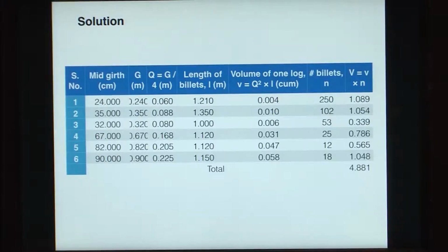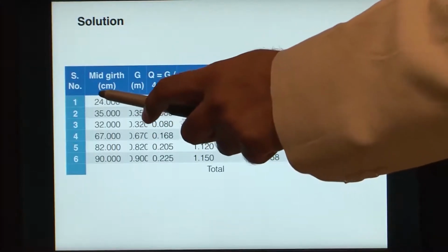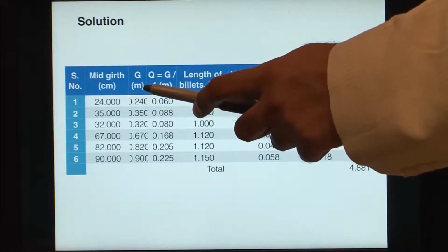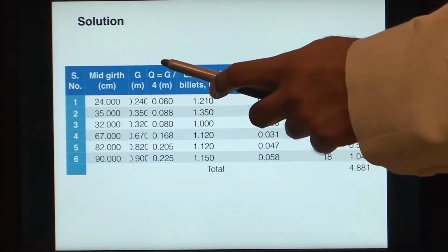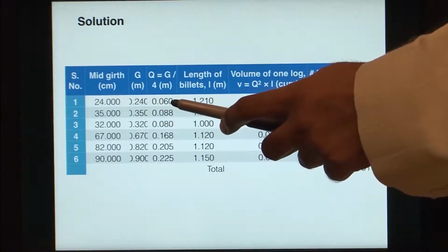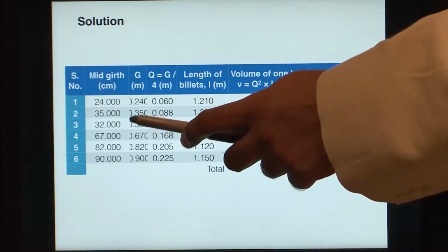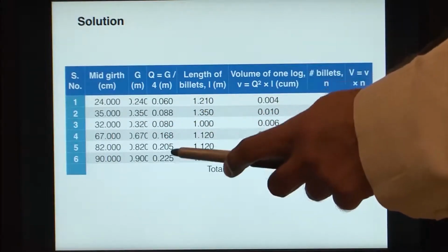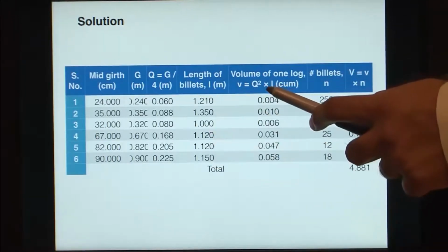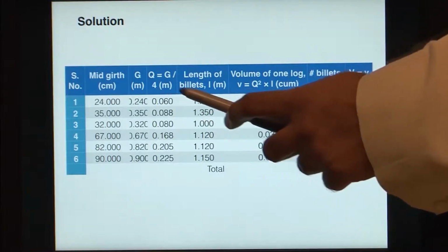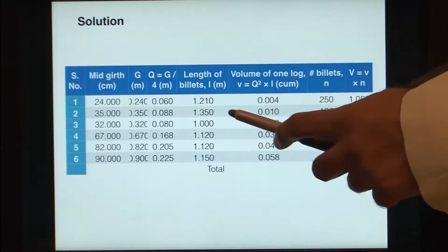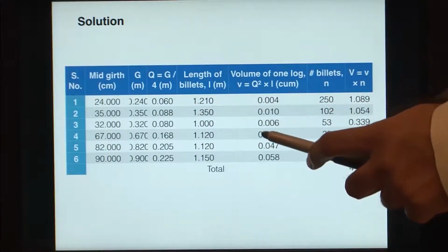We are given the mid girth in the question, in centimeters. First of all we convert it into meters by dividing by 100, then we compute the quarter girth, which is G by 4. So, if it is 0.24, 0.24 by 4 will be 0.06, 0.32 by 4 will be 0.08, and so on. The length of the billets is also given in meters. So, the volume of one log will be Q square into L. That is 0.06 into 0.06 into 1.21, which comes to about 0.004 cubic meter.